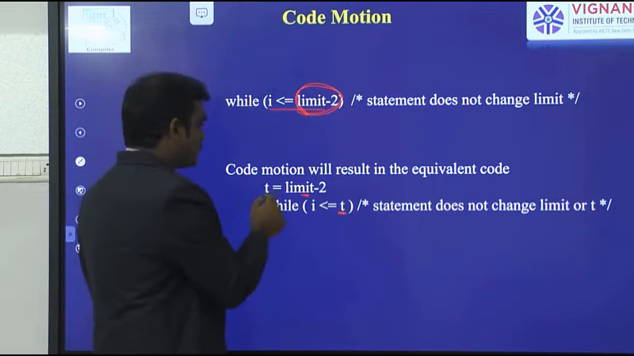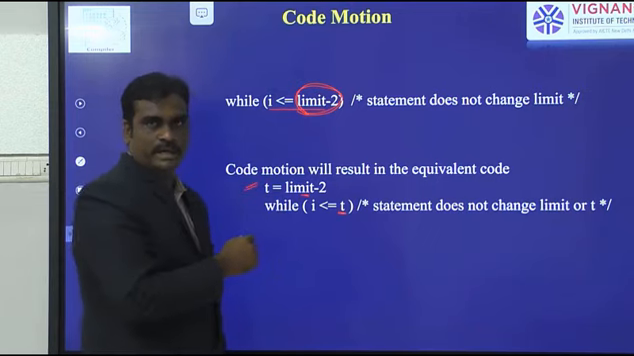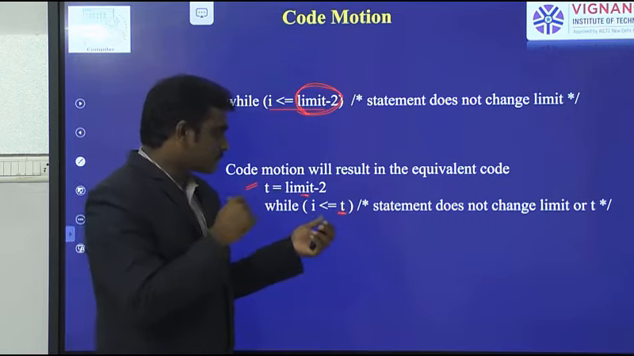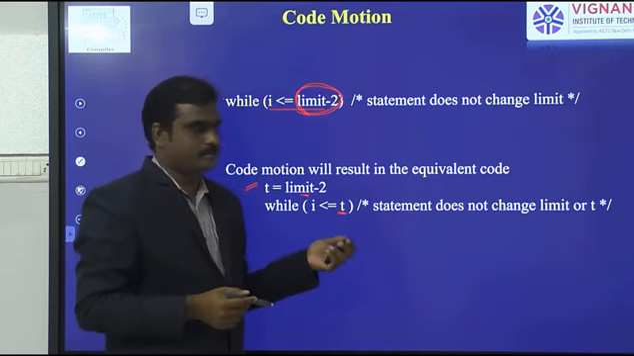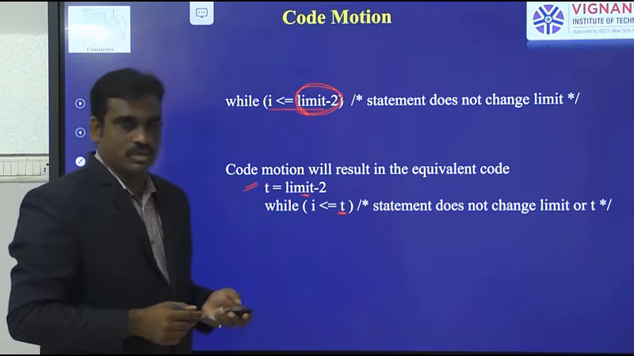That's why we can put it separately. Now it executes only one time, so it preserves more time. So this is about the code motion.